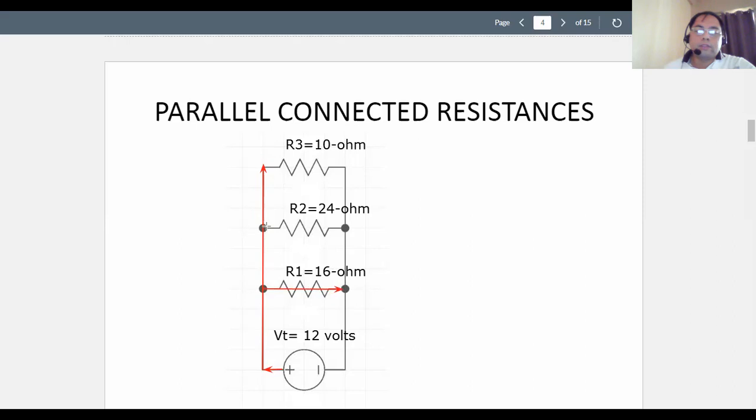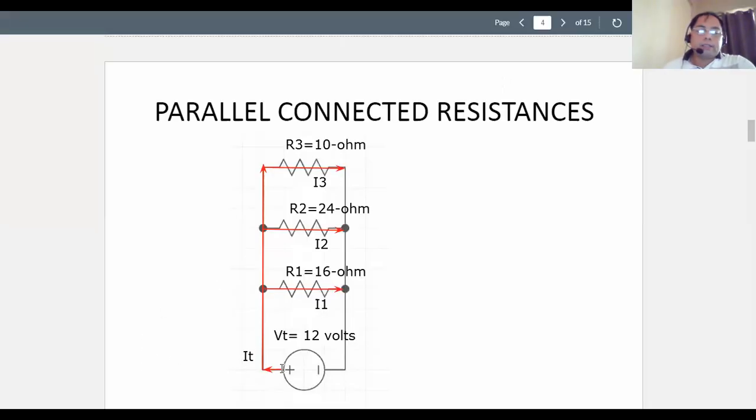So maybe we can call the first direction of the current I sub 1. Next is I sub 2, and eventually this one is I sub 3. So the current will split in 3 different directions. Let's give them a label. The current that gets out of the battery and goes into the resistances, we call it the total current again, I sub T. The battery voltage is the total voltage V sub T, and the individual currents are I1, I2, and I sub 3.